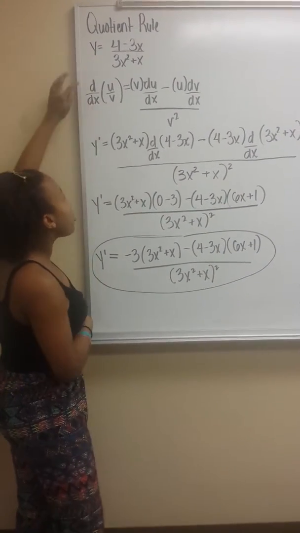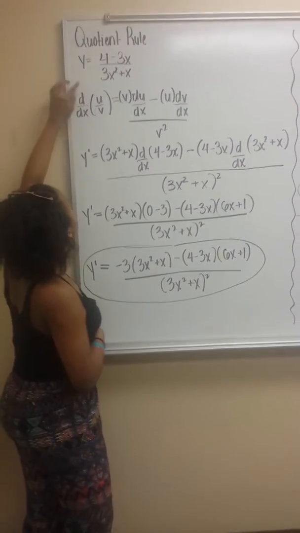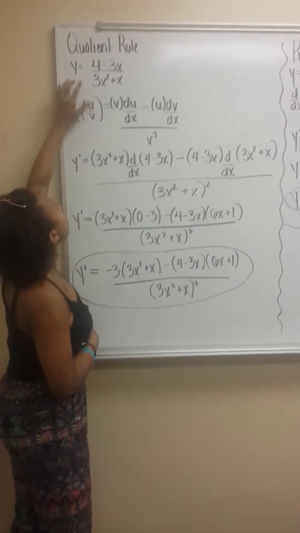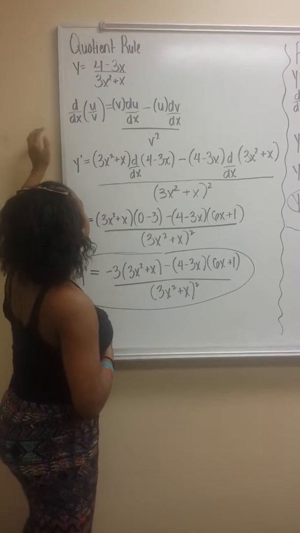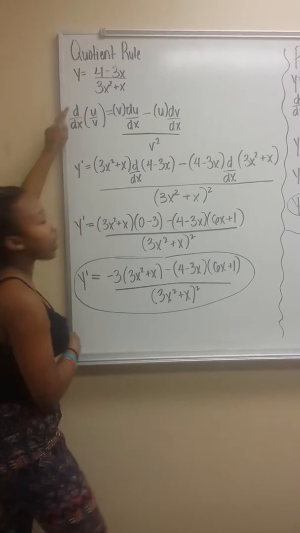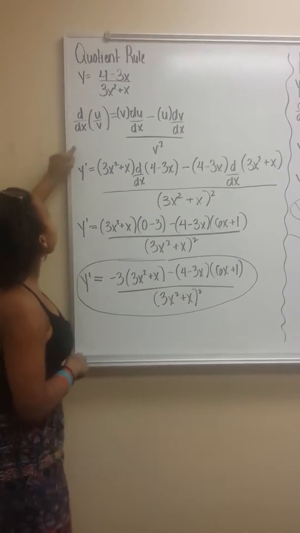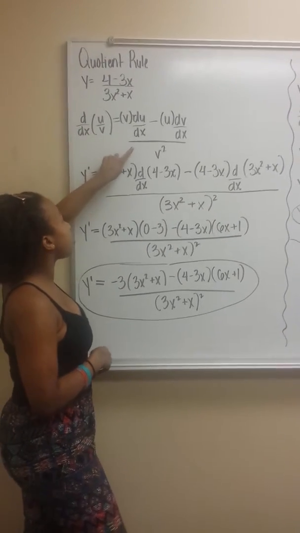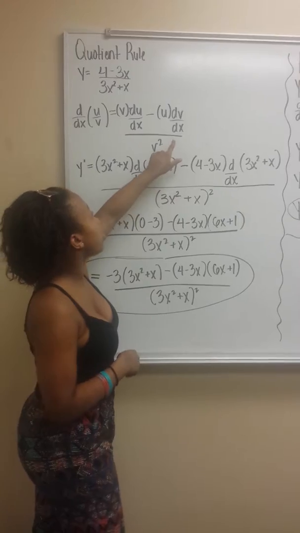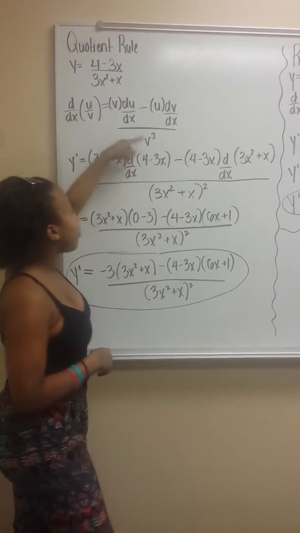Okay, for our first problem, we did the quotient rule. The problem is y equals (4 minus 3x) over (3x squared plus x). You know to use the quotient rule because you're dividing two functions. The quotient formula is the derivative of u divided by v is equal to v times the derivative of u minus u times the derivative of v, all over v squared.